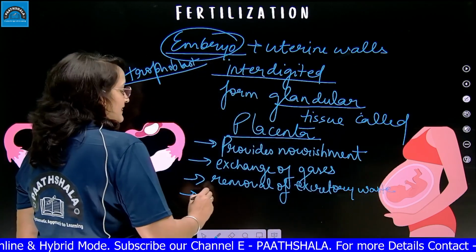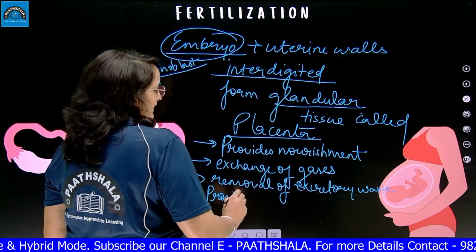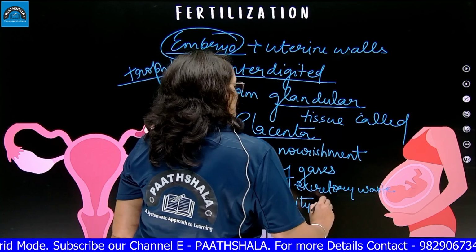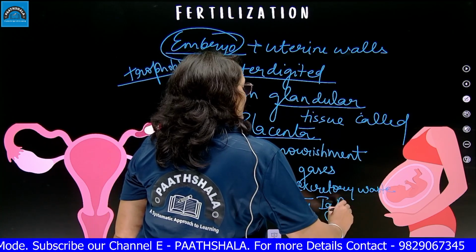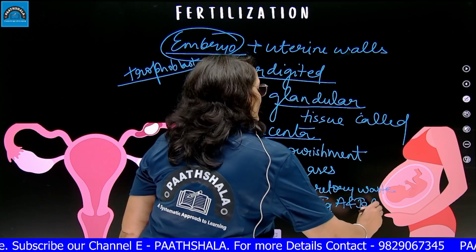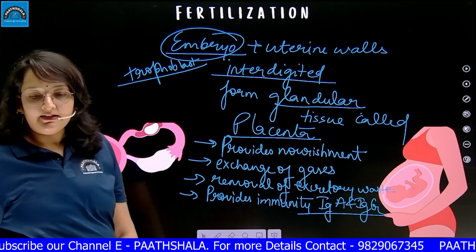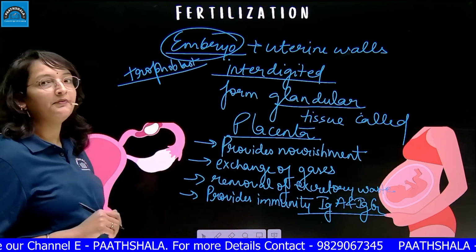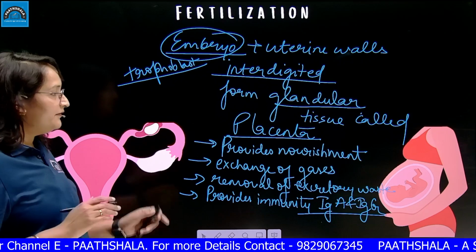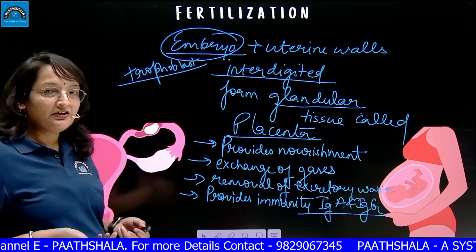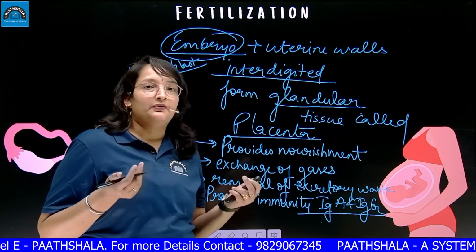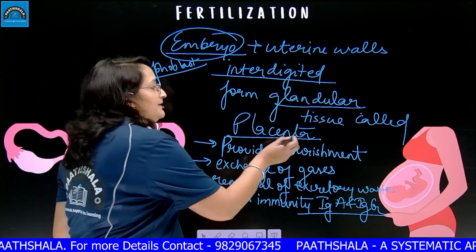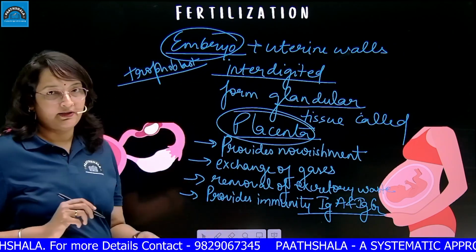As well as that, placenta provides immunity. There are certain immunoglobulins like IgA and IgG which are provided by the placenta, so that the developing fetus will not get any type of infection. All these functions are performed by the placenta, and once this placenta starts nourishing the embryo, the fetus will start growing, and after 40 weeks it will develop into the complete structure. So please remember, this placenta function is very important.